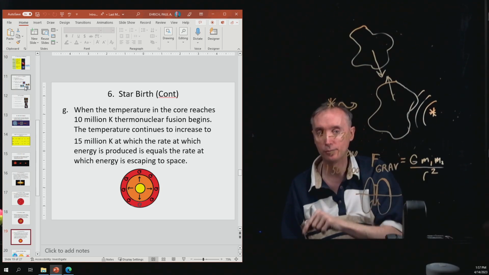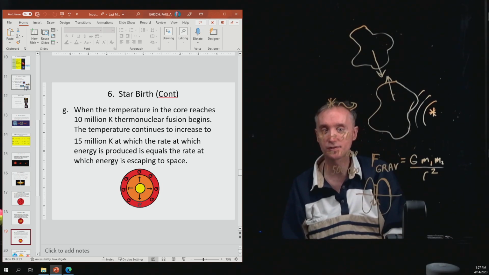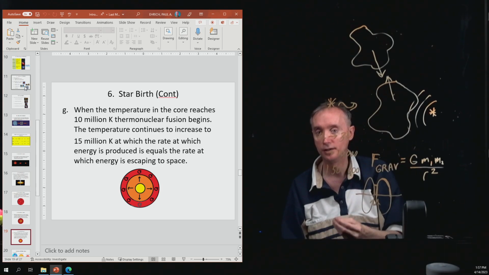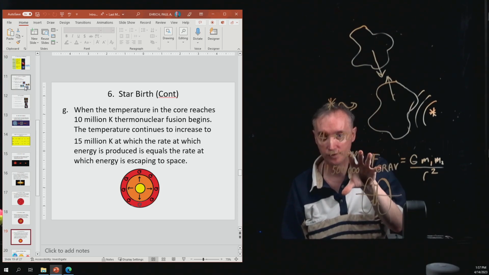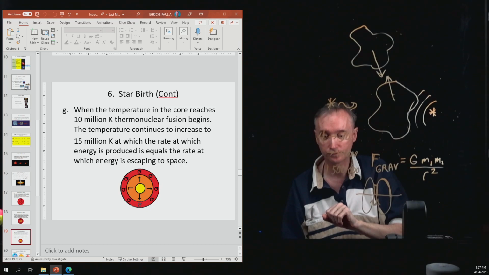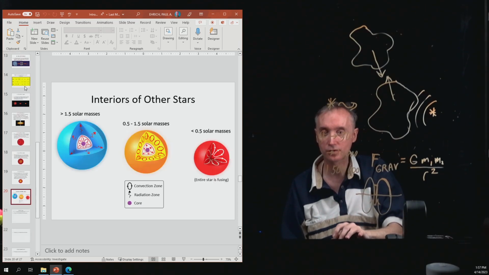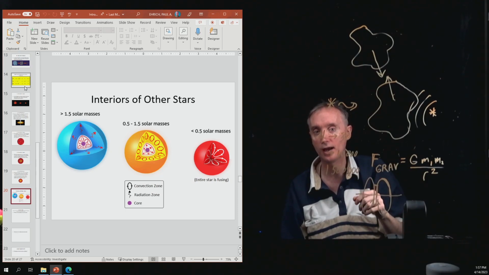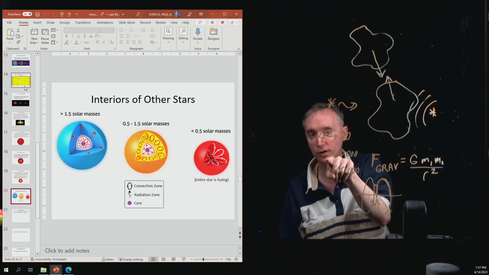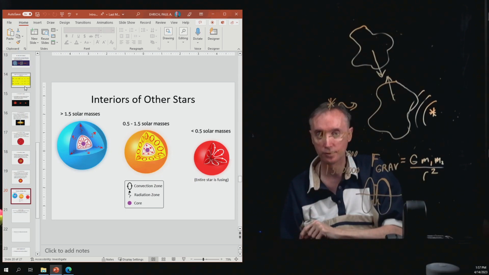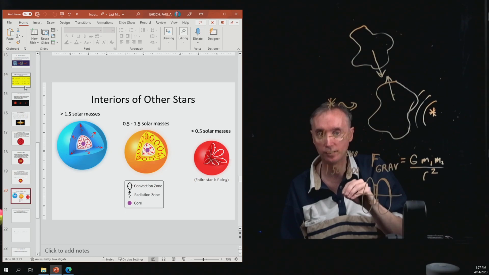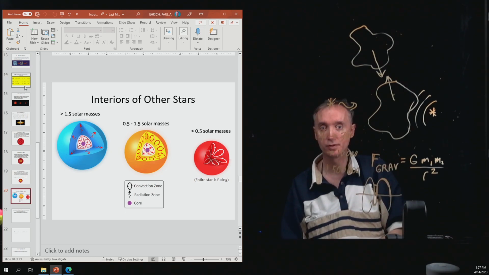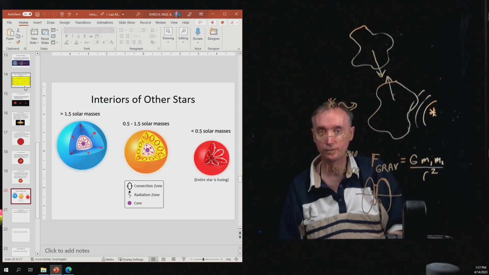If you look at that picture, you'll notice that's the same picture that we had illustrating the inside of the sun: the core, the radiative zone, and then the convective zone. Now this last picture here, though, don't worry about it. What we have just done is show how the orange star formed, the one that is between 0.5 and 1.5 times the mass of the sun.